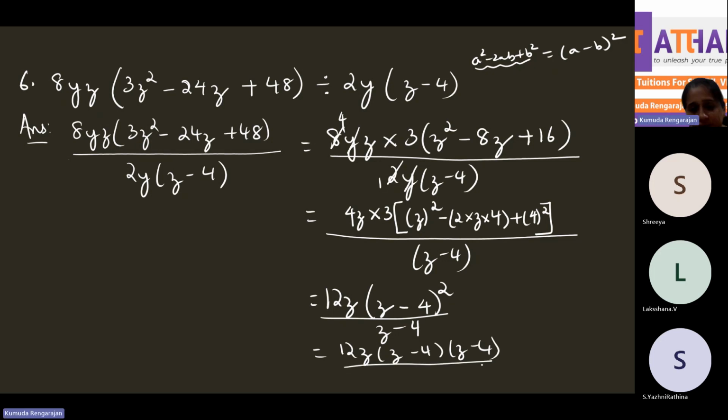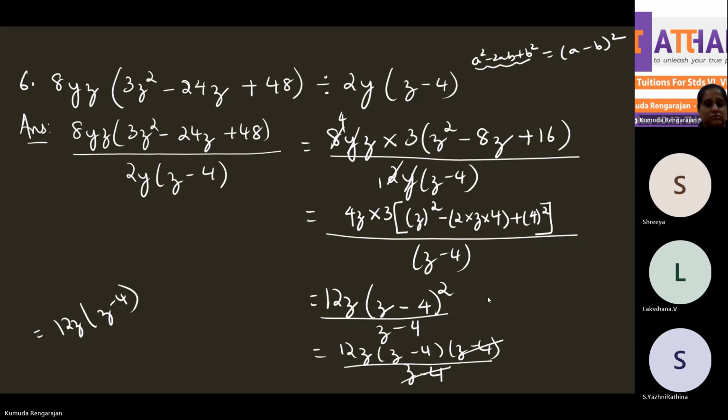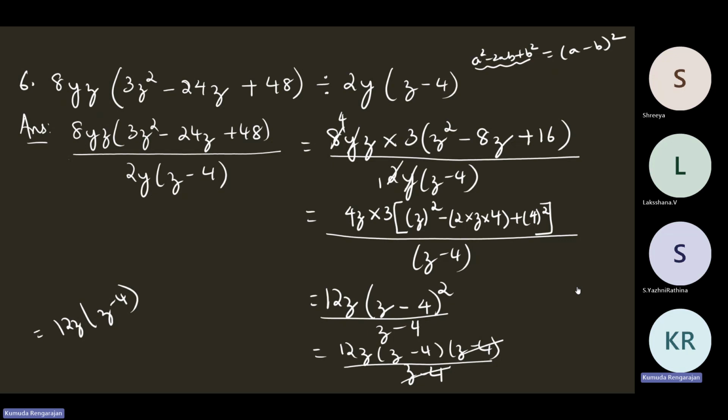z minus 4 the whole square can be written as z minus 4 into z minus 4 divided by z minus 4. So z minus 4 gets cancelled and the answer is 12z into z minus 4. This is the final answer: 12z into z minus 4. Please take down the answer, children.